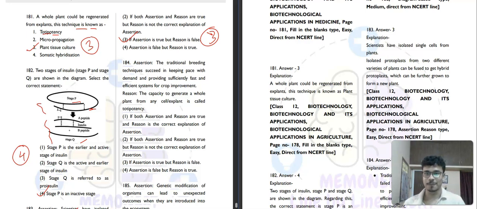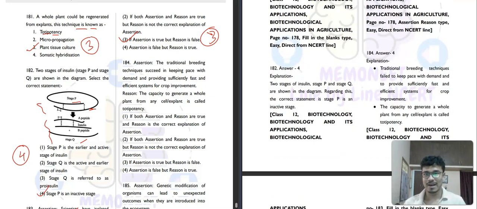Then question number 184. The traditional breeding technique succeeded in keeping pace with demand and providing a sufficiently fast and efficient system for crop improvement. I think this is not correct. Except for some things, everything is being replaced by artificial intelligence or robots or improved technology. The capacity to generate a whole plant from a cell or explant is called totipotency. This is plant tissue culture. So the fourth option will be our correct answer.